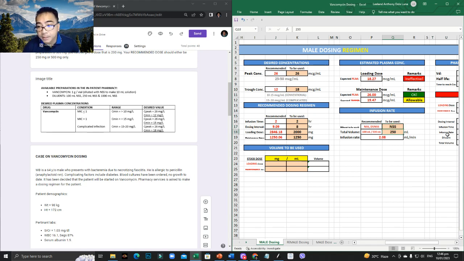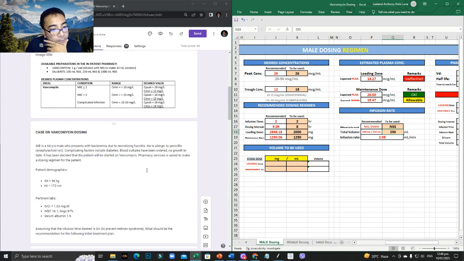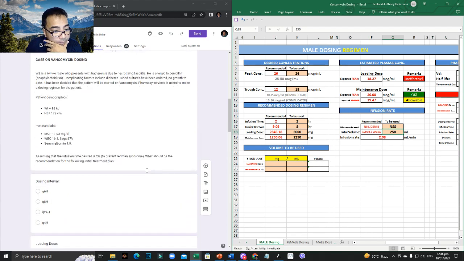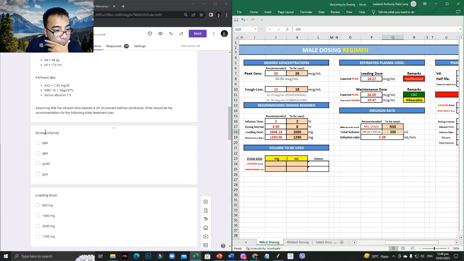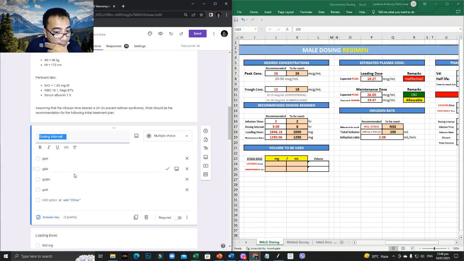We will use 250 because the dose is already greater than 700 milligrams, based on the requirement. As long as our dose is greater than 700 milligrams, we use 250 ml of NSS. So, infusion rate would be 2.08. Hence, our dosing interval should be 8 hours, every 8 hours.